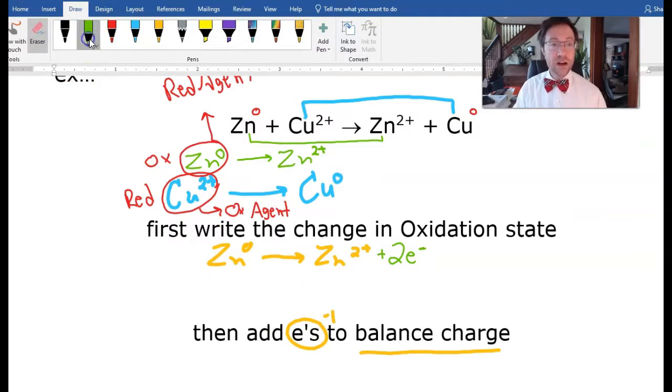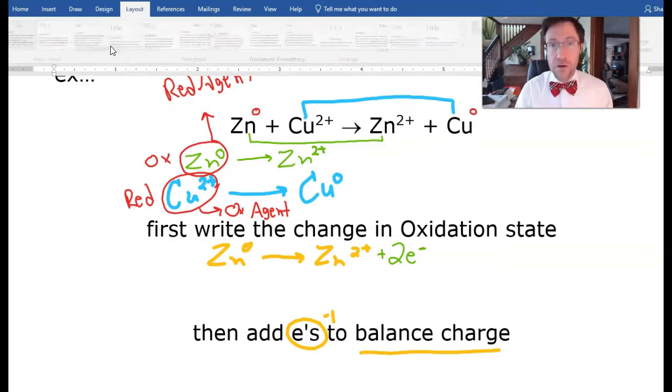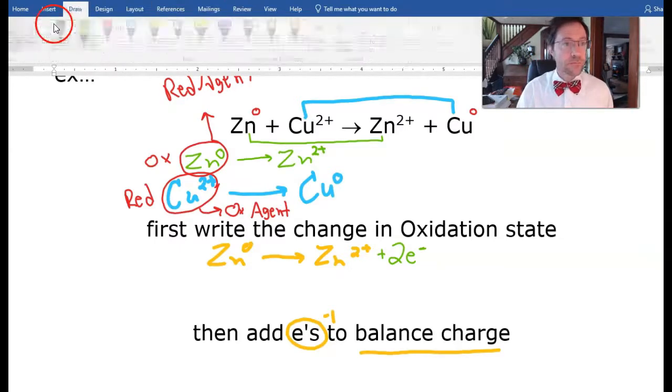So we're adding electrons not necessarily to make it 0, but to make the charge equal from reactant to product. Got it? Great. I know you do. Let's keep going.